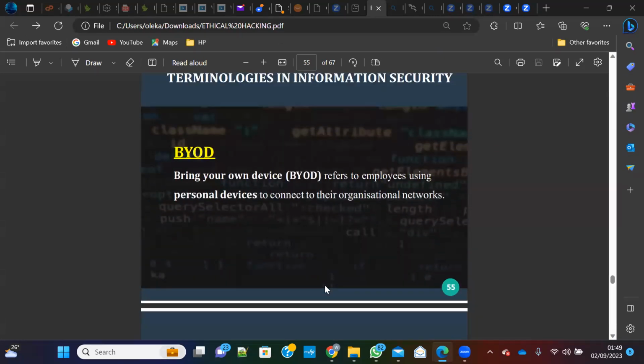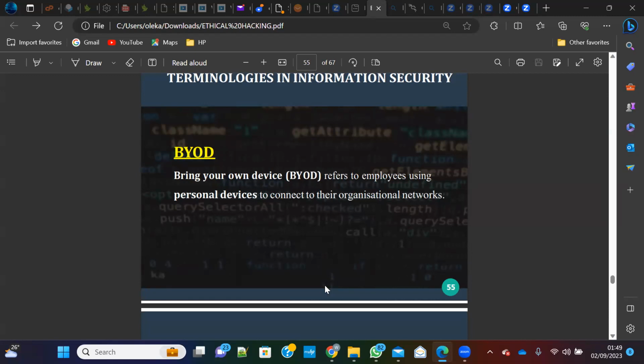Now, finally on my list, I have the BYOD. BYOD simply means bring your own device. Sometimes you are working with certain organizations and you are reading their user policies. And while you are reading those policies, you might come across BYOD.